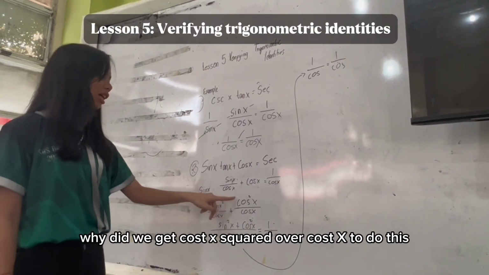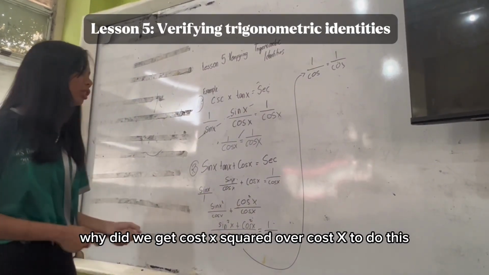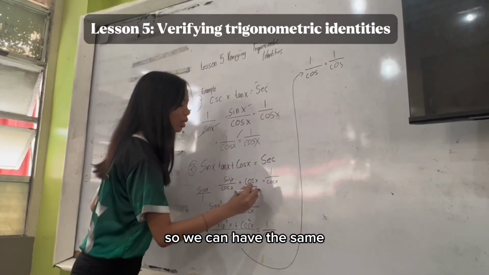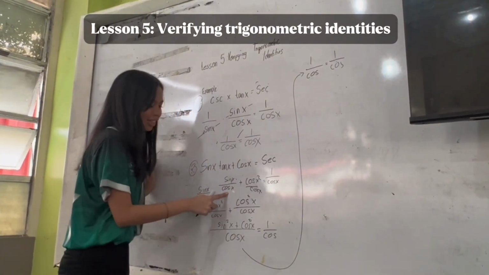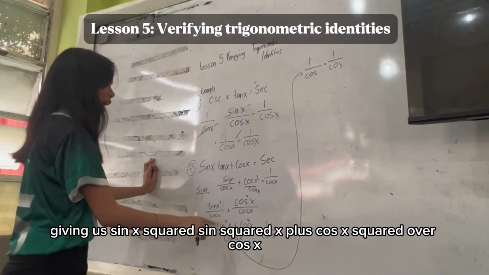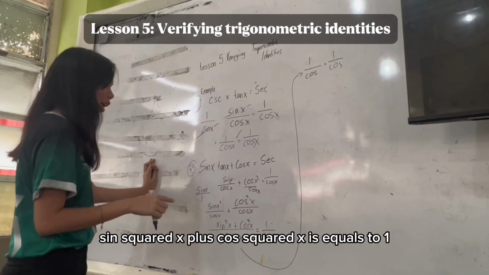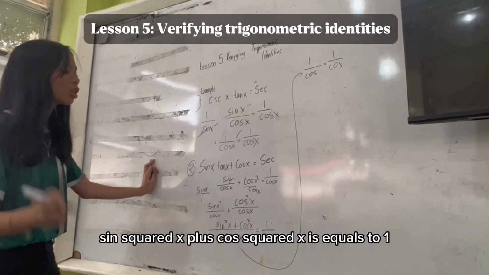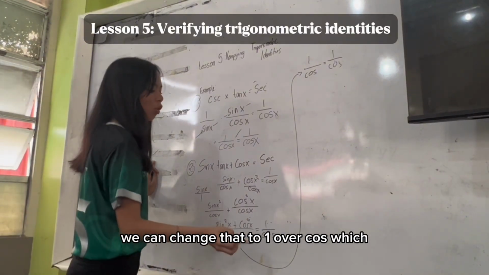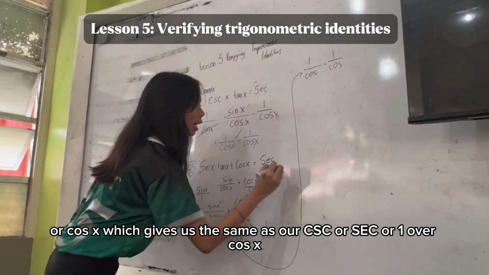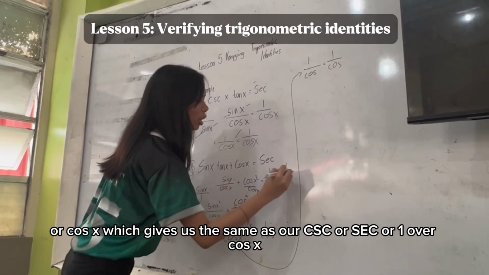Why did we get cos squared x over cos x? To do this, we can just multiply cos x with itself, so we can have the same denominator, giving us sin squared x plus cos squared x over cos x. Since we all know that sin squared x plus cos squared x equals 1, we can change that to 1 over cos x, which gives us the same as our sec x, or 1 over cos x.